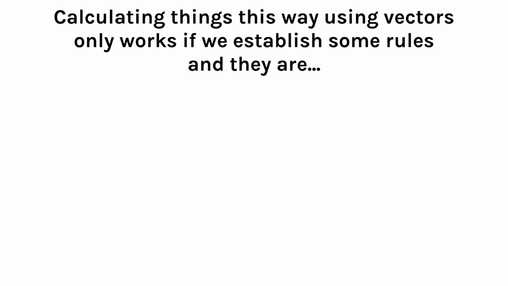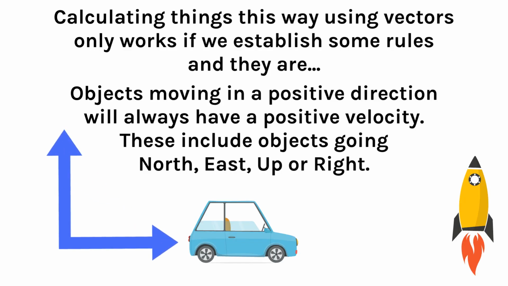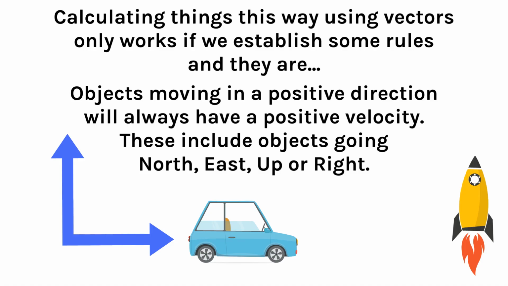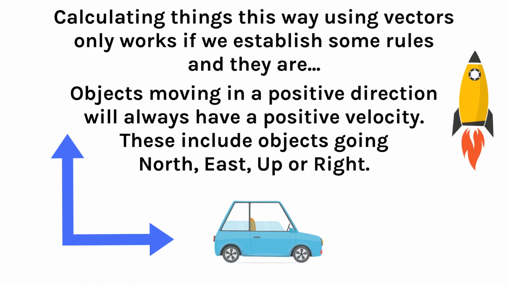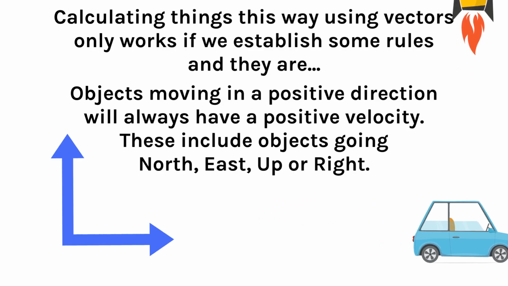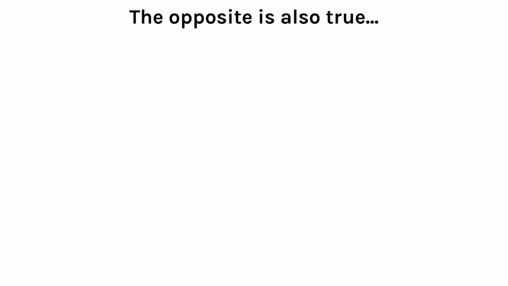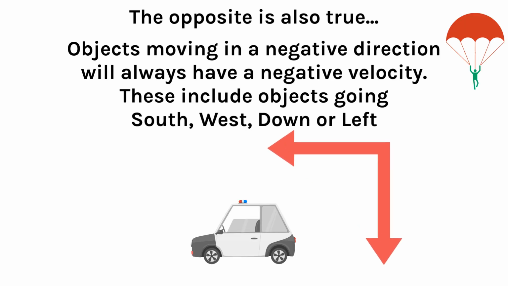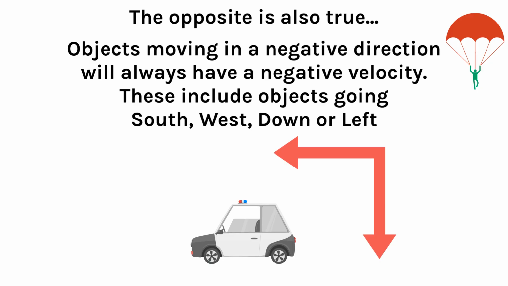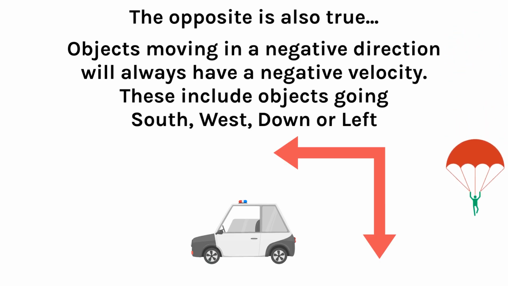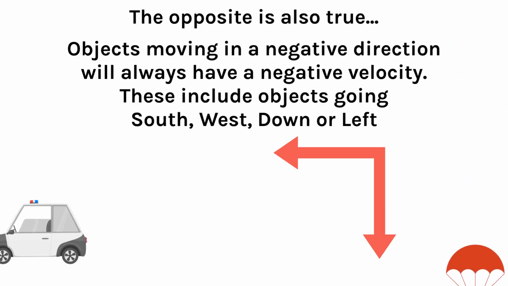Calculating things this way, using vectors, only works if we establish some rules, and they are: objects moving in a positive direction will always have a positive velocity. These include objects going north, east, up, or right. The opposite is also true. Objects moving in a negative direction will always have a negative velocity. These include objects going south, west, down, or left.